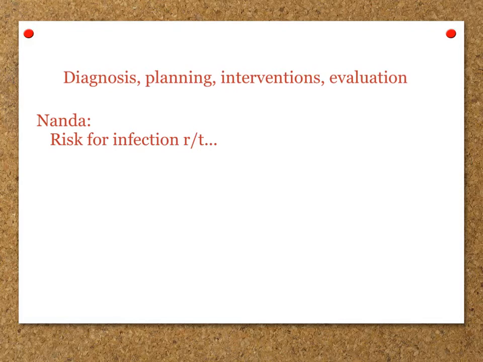So we can go through the rest of the nursing process relatively quickly. There's really only one nursing diagnosis that is specific to a patient's risk for infection, and there it is, very obviously, risk for infection. Where it gets more specific is in your related to factor.